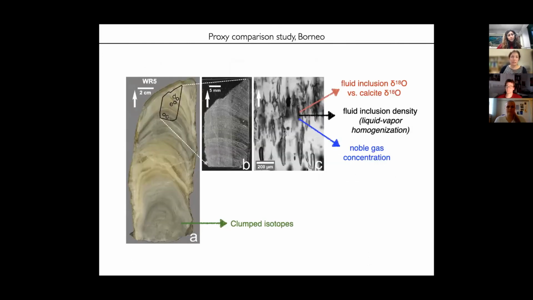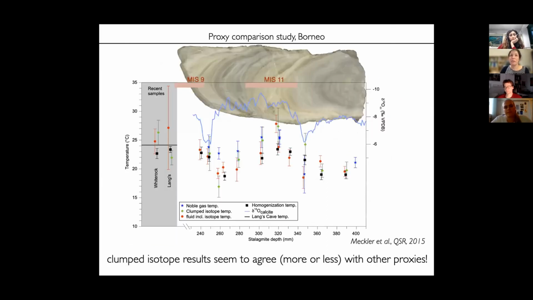We have looked at samples that don't have much of such an effect, though. So there seem to be places where disequilibrium effects are relatively minor. One of those places seems to be Borneo, where we did a proxy comparison study a few years ago, and we compared clumped isotopes with 3 different fluid inclusion-based thermometers. This was a sample that covered a glacial, an interglacial, and another glacial state, almost 2 glacial cycles, so marine isotope stage 11 and marine isotope stage 9.